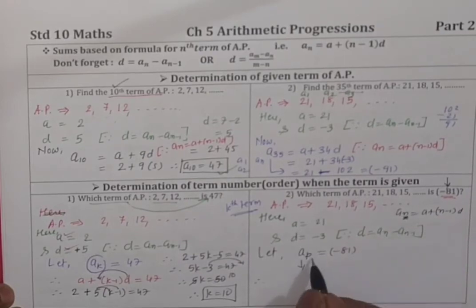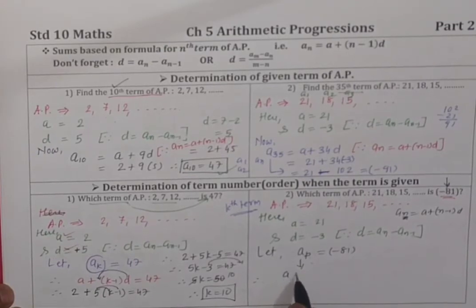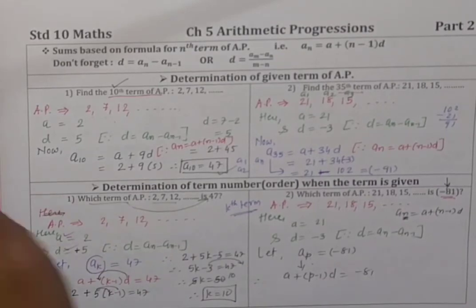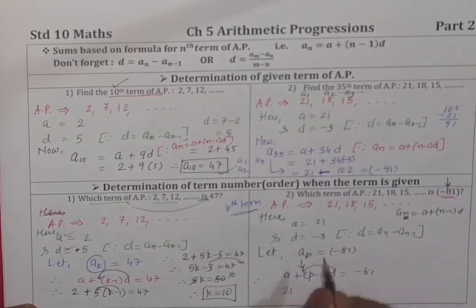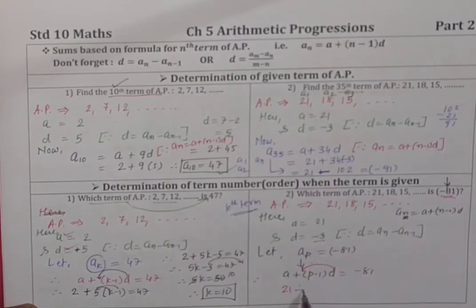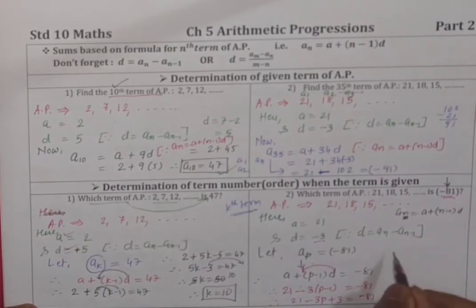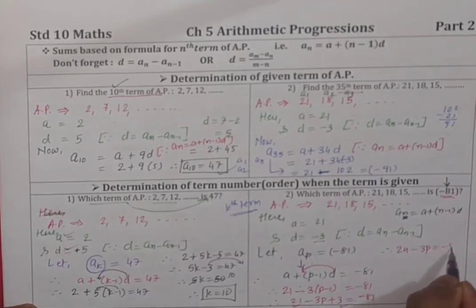So instead of N we have P. So A plus P minus 1 D. So that formula is A plus P minus 1 into D is minus 81. Put the available values of A and D. So 21, and D we will write after it, but it is negative, so plus becomes minus, and 3 into P minus 1 is minus 81. Alright. So therefore 21, distribute, minus 3P plus 3 is equal to minus 81. Therefore 21 plus 3 is 24 minus 3P is minus 81.